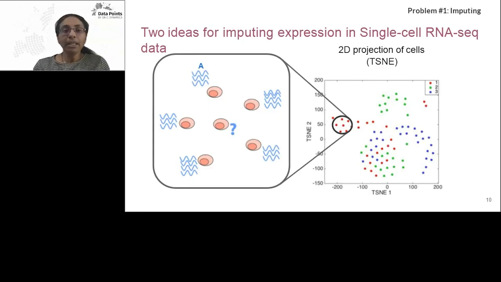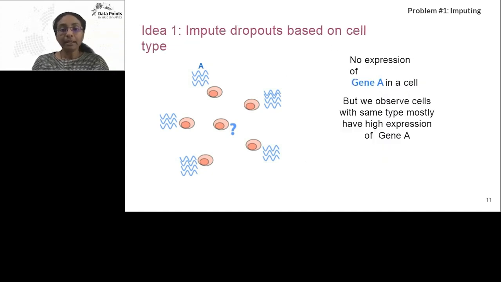The first one is that of imputing. For example, if you look at the tissue that I've shown before, and you look at this particular cluster here, and you don't know what genes are present here, but looking at the neighbors, you can say that perhaps the cell might have something to do with gene A. The squiggly lines here are genes. And like I said, you can assign gene A to this cell.